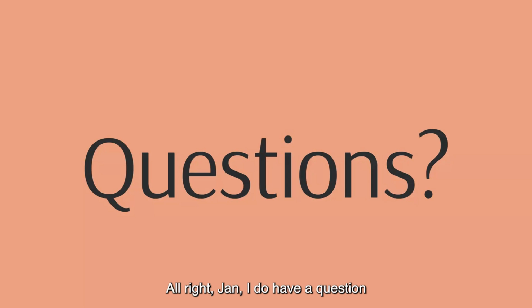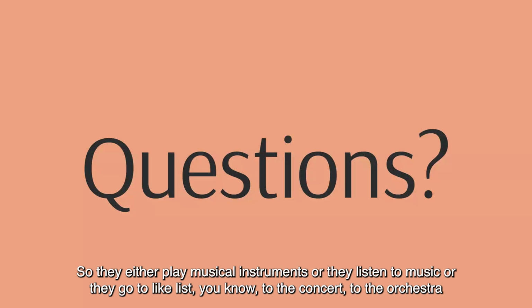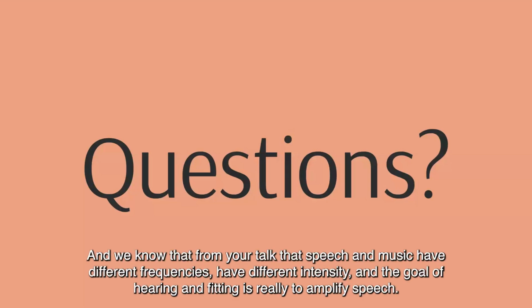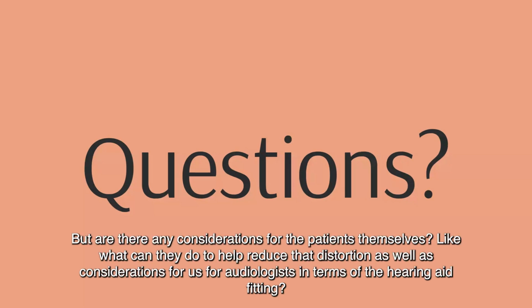All right, Jan, I do have a question from myself. We have a lot of patients who wear hearing aids and they are musicians. They either play musical instruments or they listen to music or they go to listen to the concert, to the orchestra. And they sometimes complain that music sounds distorted through my hearing aids. And we know from your talk that speech and music have different frequencies, have different intensity, and the goal of hearing aid fitting is really to amplify speech. It's not really focusing on music as much as speech. But are there any considerations for the patients themselves, like what can they do to help reduce that distortion, as well as considerations for us, for audiologists, in terms of the hearing aid fitting?